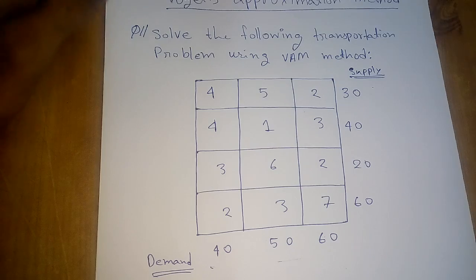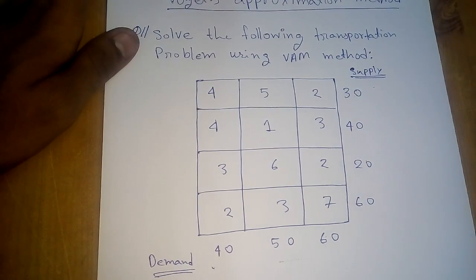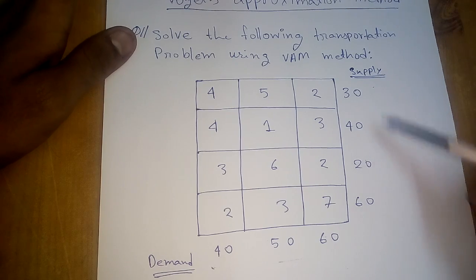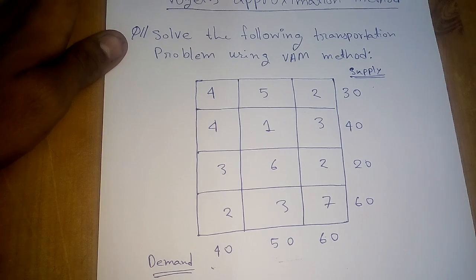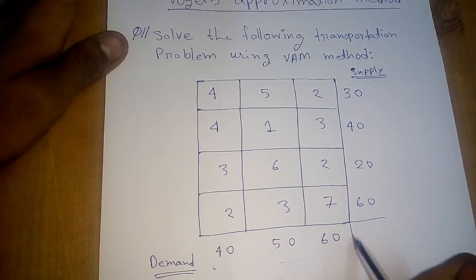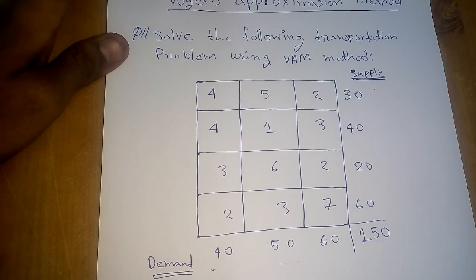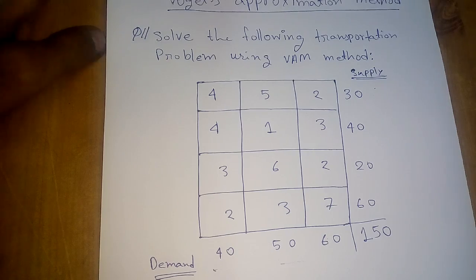So we first have to check whether the supply equals to demand or not. 30, 40, 20 and 60. This is 150, and here 40, 60, 100 and 50, 150. So the supply is equal to demand. So now we can solve this problem using VAM method.